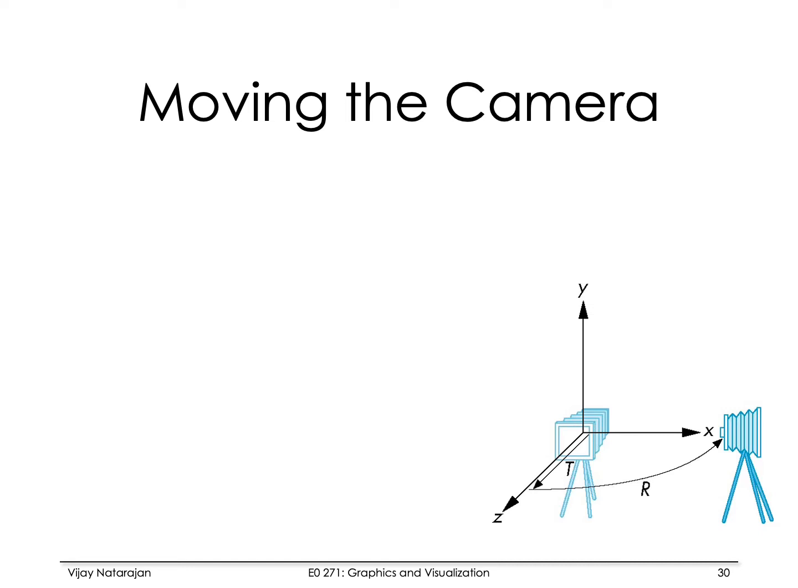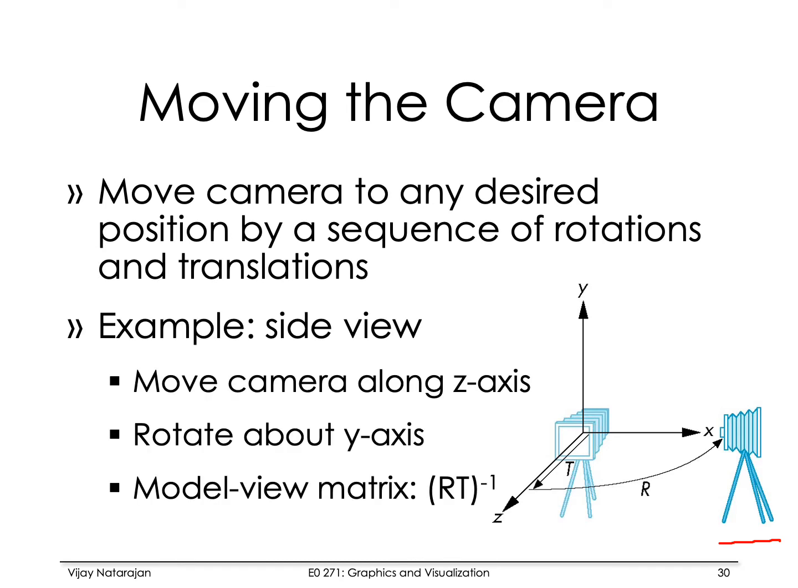Let's look at another example which involves rotation and translation. So let's say that the new camera position and orientation is as shown here. So it's positioned on the x-axis and is looking at the origin. And the way that you can achieve this position for the camera is by first translating it along the z-axis, followed by a rotation so that it goes and sits on the x-axis. So this transformation essentially is RT, T followed by R.